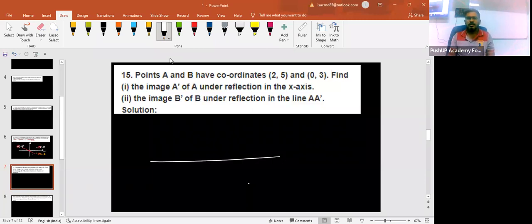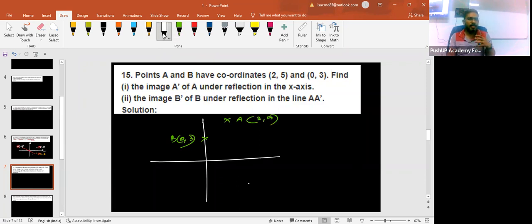Points A and B have coordinates 2, 5 and 0, 3, right? 2, 5 is lying in the first quadrant and 0, 3 lies on the y-axis, because the x coordinate is 0. Since the y coordinate is positive 3, it is lying on the positive y-axis. So somewhere over here lies your point B, 0, 3, and over here lies your point A, which is 2, 5.